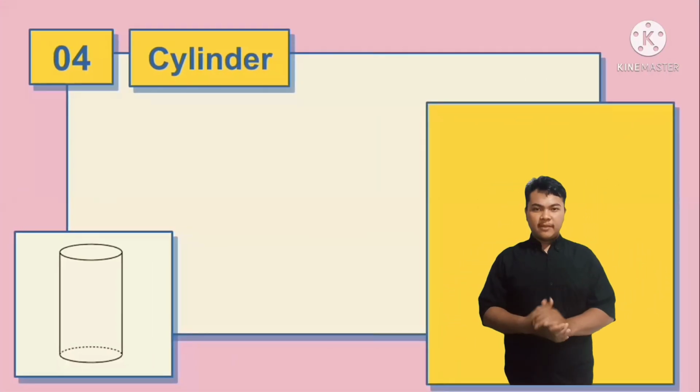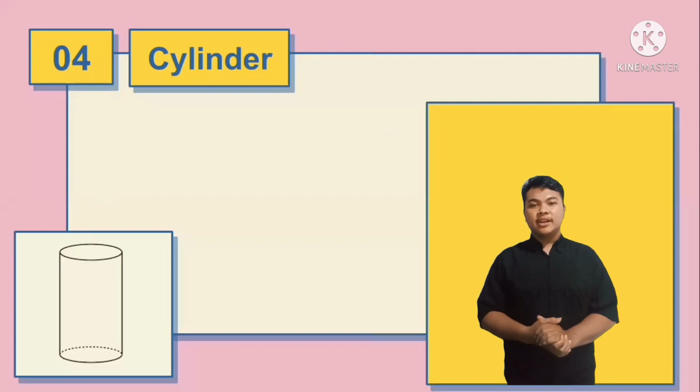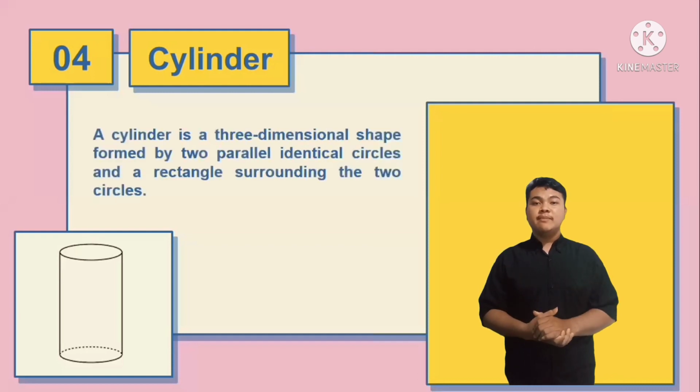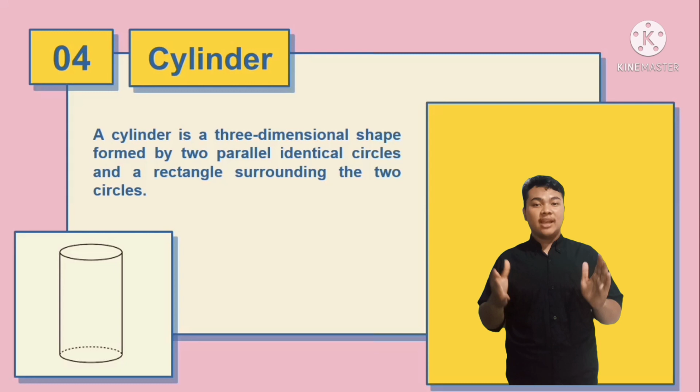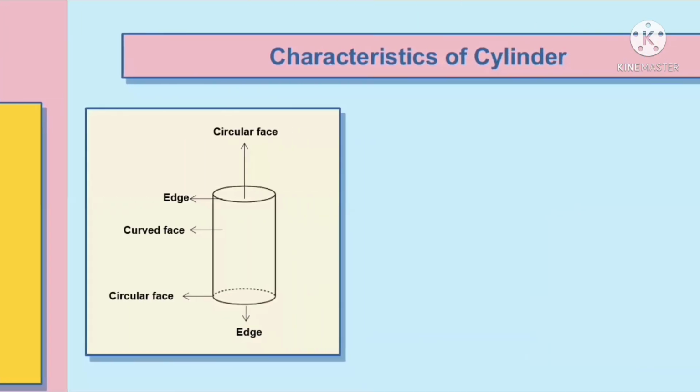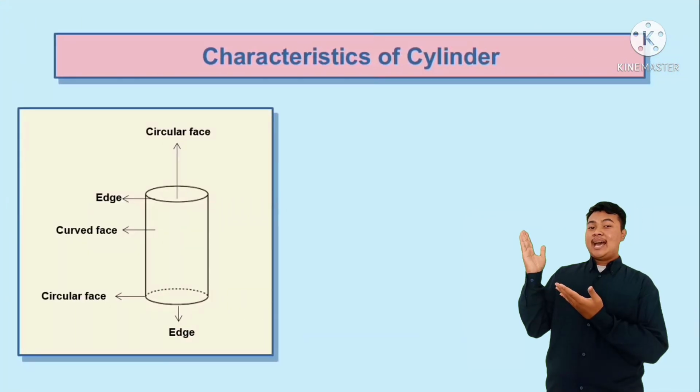Okay, I will continue the material, namely three-dimensional objects. First, cylinder. Do you know what a cylinder is? A cylinder is a three-dimensional shape formed by 2 parallel identical circles and a rectangle surrounding the 2 circles. See the picture on the side.